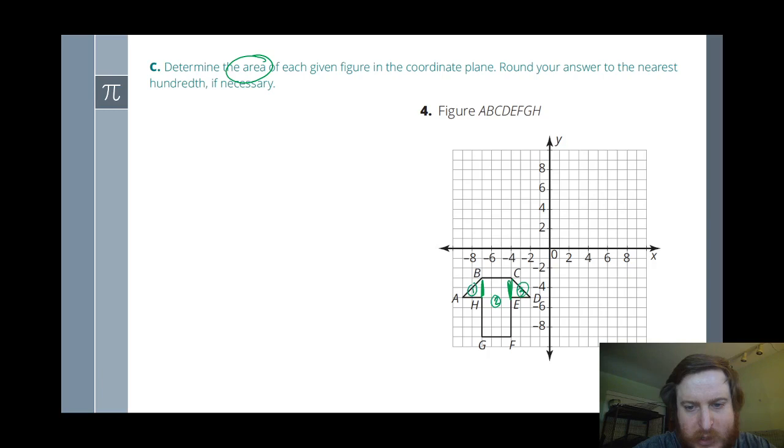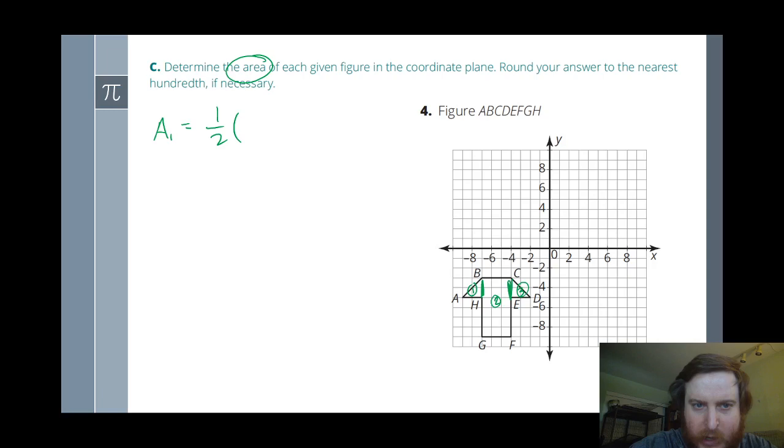So area 1, it's a triangle, half. The base of this triangle is 2, and the height is 2. So our area 1 is 2. Area 2 is a rectangle. Base is 3, and the height, counting, is 1, 2, 3, 4, 5, 6. So we get 18. And area 3 is the same triangle, so it's 2 again. It's that same 2 from right there. So for our total area, we just add them all up, and we get 22 units squared.